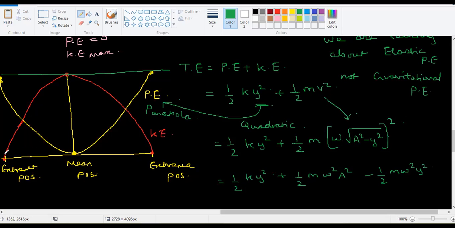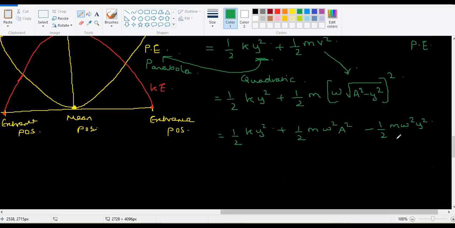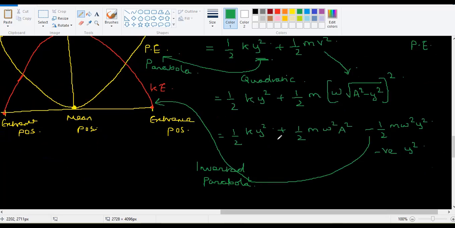Now, can anyone tell me why you get an inverted parabola instead of a straight parabola or erect parabola? Minus, very good. So in your mathematics, you must have studied that whenever you get a minus x square, it will be an inverted parabola. In entrance exam questions, you will be getting a lot of questions based on these concepts. Here it was positive y squared. That's why you got the erect parabola.